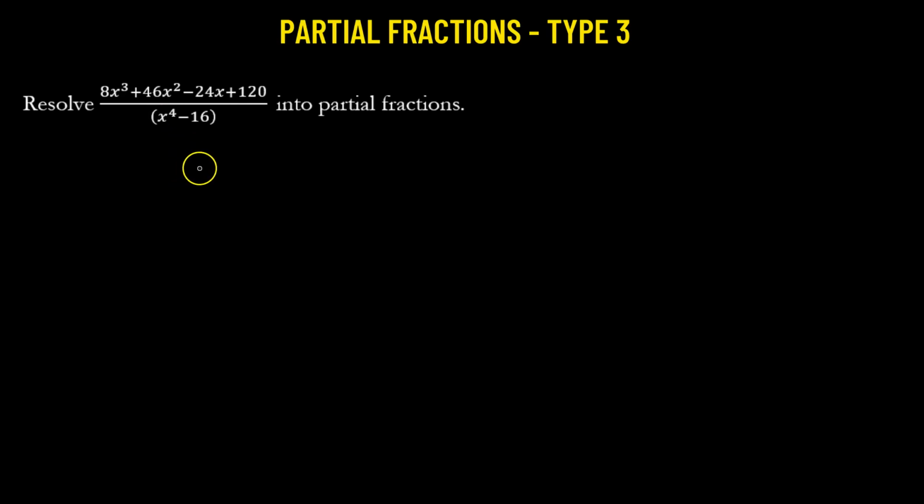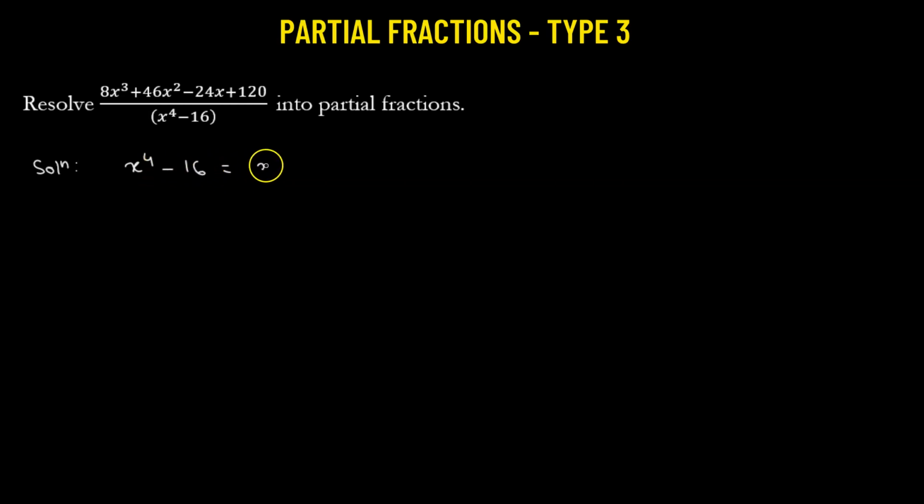So here in this problem, we need to resolve the given rational fraction into partial fractions. So let us begin. Before beginning, we'll need to factorize the denominator. That means we'll need to find out the factors of the denominator. Here we have x raised to the power of 4 minus 16.